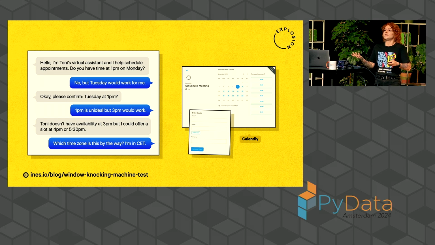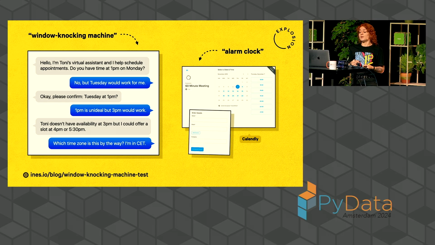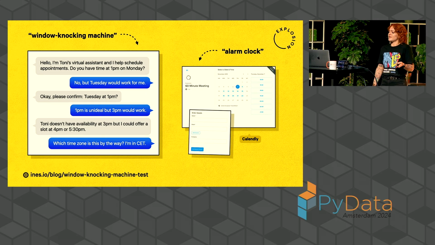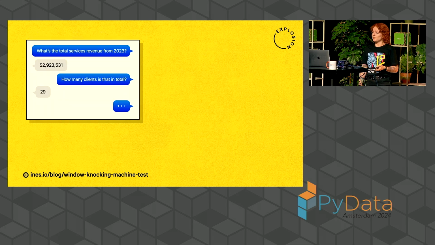And it doesn't even really need AI at its core. It's simply a different way and a different reimagined solution for the same problem. So you could also say this chatbot here is really the window knocking machine in this example, whereas Calendly solves it with an alarm clock. And not all examples are this clear-cut and black and white.